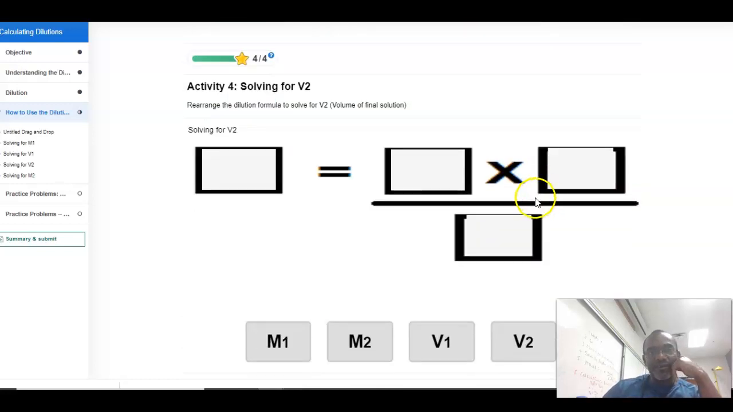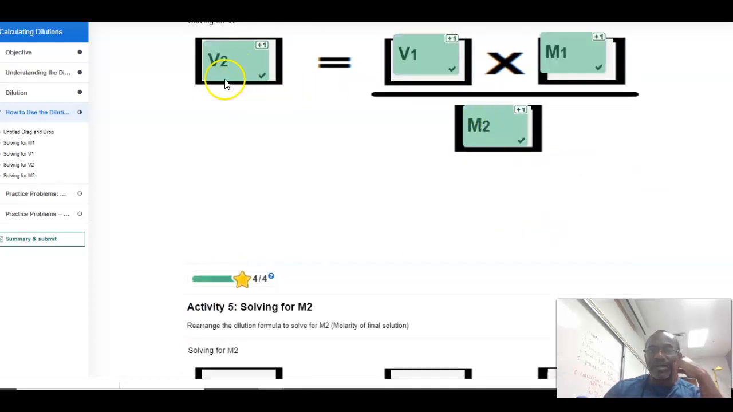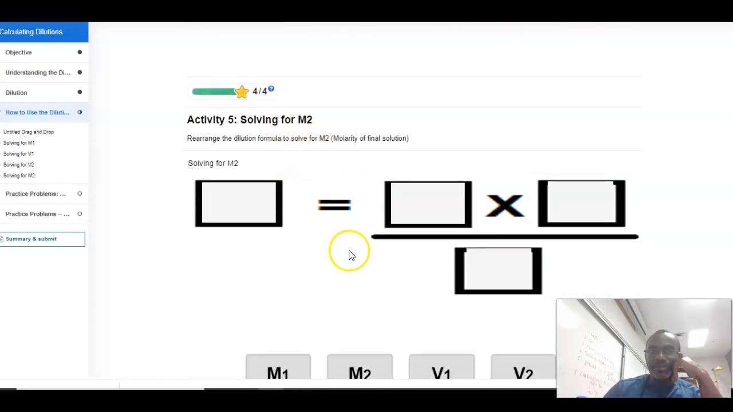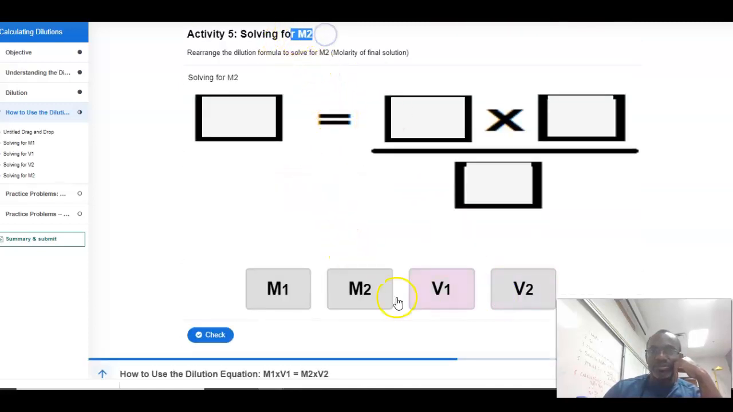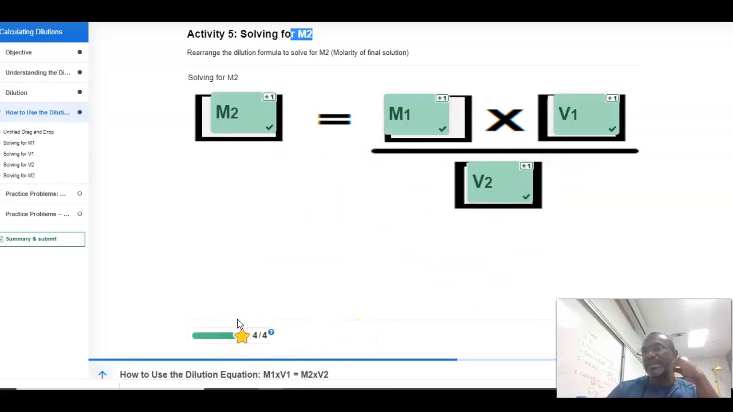Now for activity 4, we're solving for V2. V2 is the unknown, so it goes here. Which means your M2 will go at the bottom. So M2 will come here, and then the V1 and the M1 will go on top. That will give you your V2. Whereas to calculate M2, here M2 is the unknown. So M2 goes here, and of course your V2 comes down here. And then M1 times V1 will go on top. So that's how you calculate your M2.